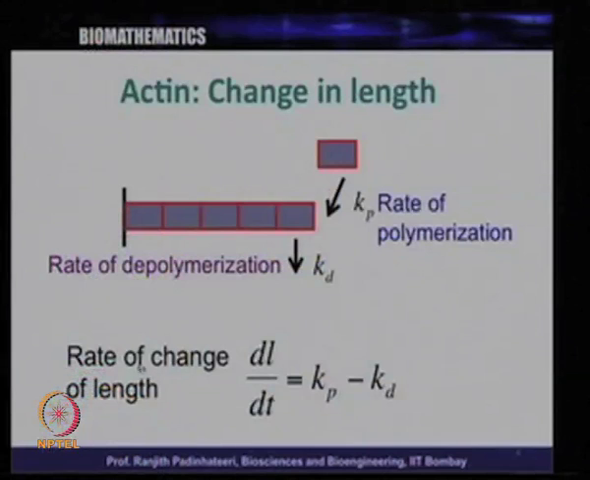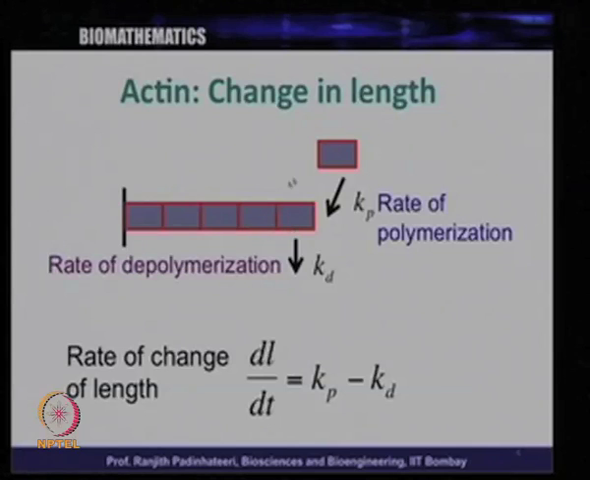Have a look here, the rate of change of length, dL by dt. Here dL is the change in length, dt is the change in time. When the time changes by a small fraction dt, the length will change by a fraction dL, and this dL by dt, the rate of change of length, is nothing but K p minus K d, multiplied by, of course, the length of the monomer. Basically here L represents the number of monomers, in this case 1, 2, 3, 4, 5 here.